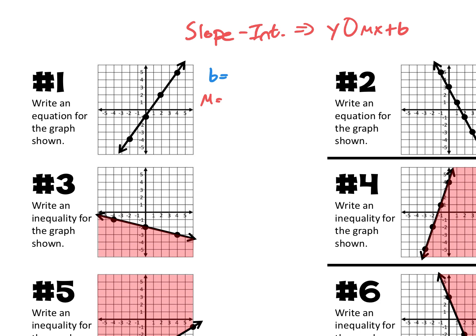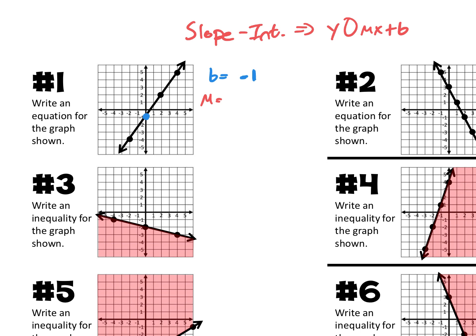Okay? So what you have to remember here is when you write it from looking at this, your b value is where it crosses the y-axis. So on number 1, that's going to be at this dot that I just colored blue. What is that number value where it crosses at? You're looking at the y-axis. -1. So your b value then is -1.